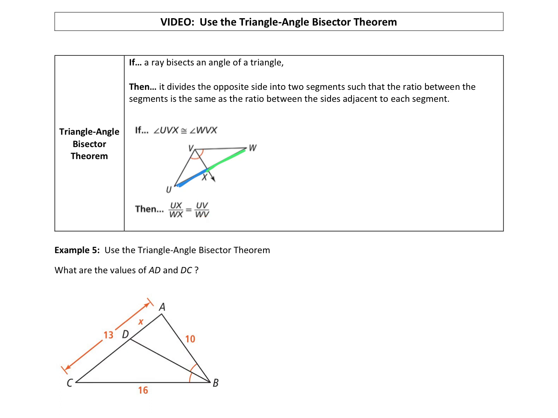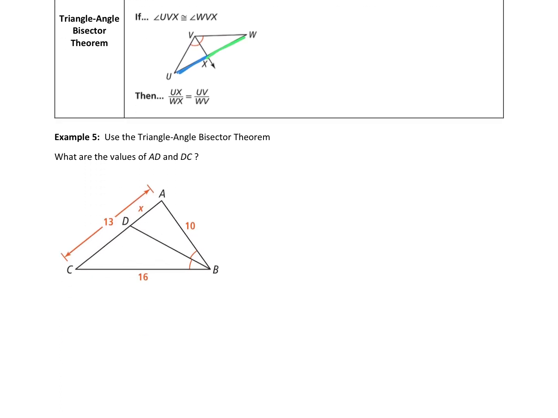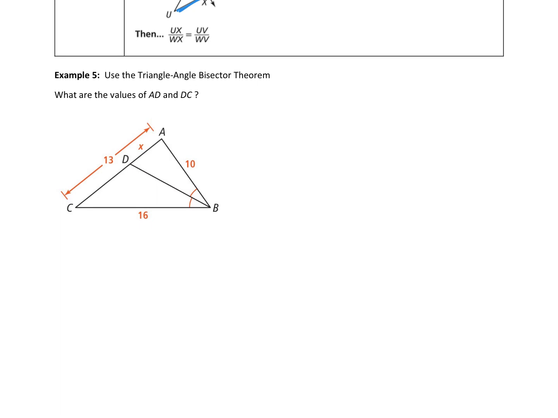Okay, let's put this into practice. That's kind of wordy up there. So example 5, let's use the Triangle-Angle-Bisector Theorem. What are the values of AD and DC? Okay, so what we notice is we have a triangle and we have these two congruent angles, which means this is an angle bisector. All right, your angle bisector splits the opposite side into two segments. So here's one segment, here's the other segment.